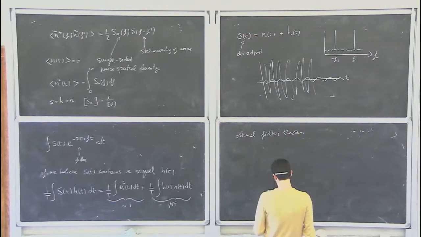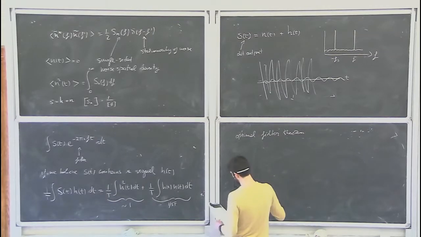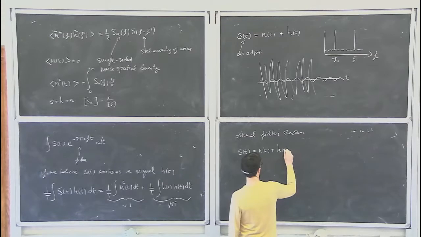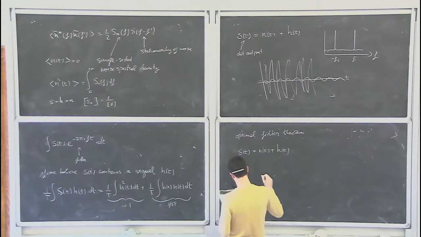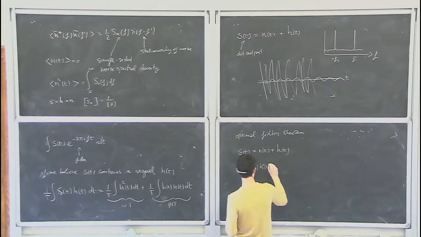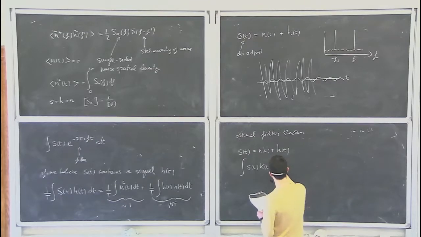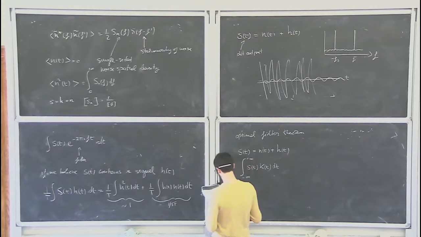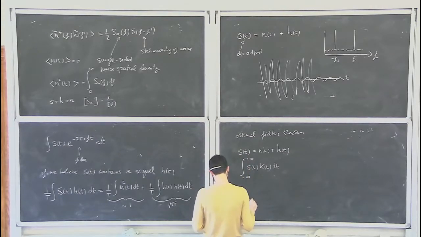So what I want to do is exactly follow this idea. Suppose I have a signal again. I'm writing this as n of t, noise, plus some gravitational wave signal. And I want to calculate the integral. Suppose I don't know what's in the signal, so I just calculate the integral of s of t with some filter, k of t, which I don't know anything about yet, from minus infinity to plus infinity. Let me call this S bar.